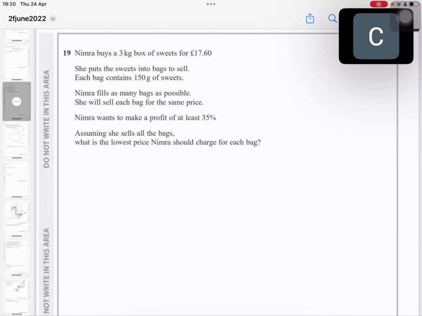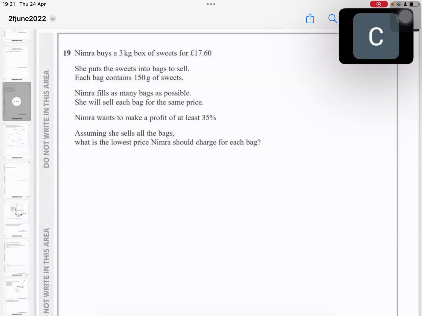Okay. So this question looks a bit tricky, but if you wanted to solve it, I think the best thing to do would be to find out, in terms of cost price and selling price, what that would come to for one bag. Okay. So let's start with the beginning of the question.